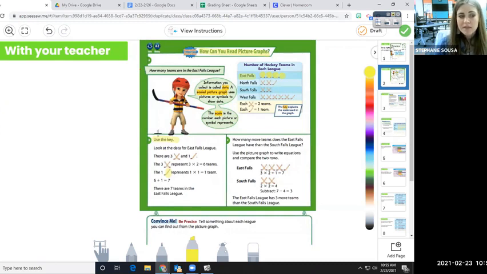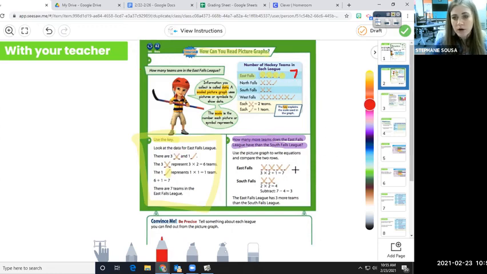Okay, this is how we just look at counting. Everybody look at C over here. This is a different type of problem. In this problem, we're comparing which is greater and which is lesser. How many more teams does the East Falls League have than the South Falls League? So I already know that my East Falls League is 7. We just counted that, so I don't have to redo my work. I'm going to work smarter, not harder. It's asking me how many the South Falls League has.